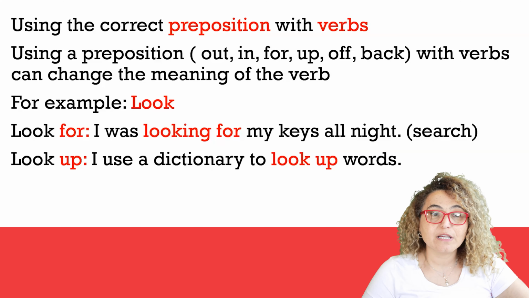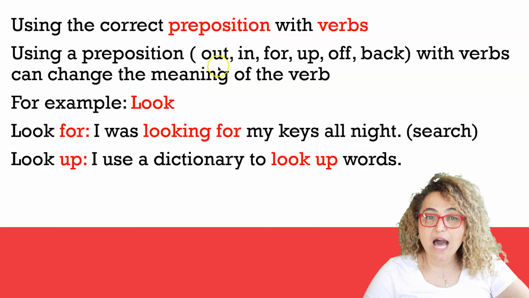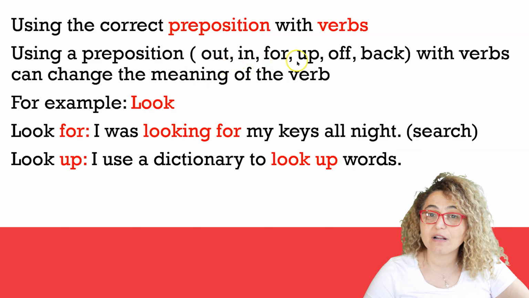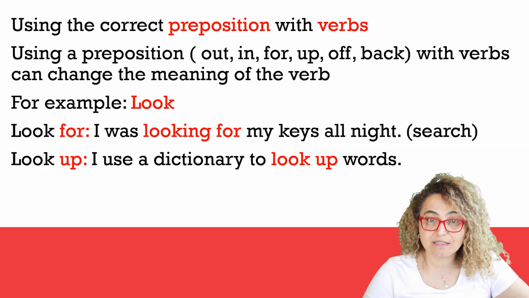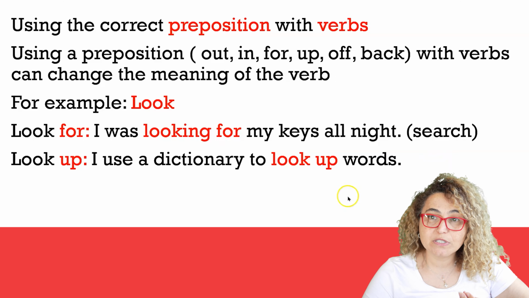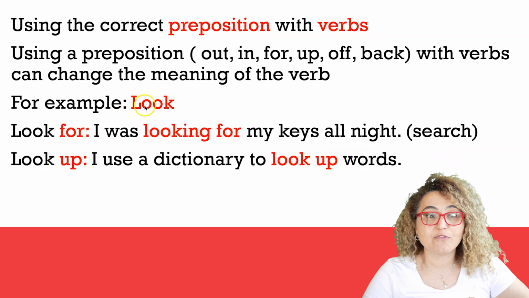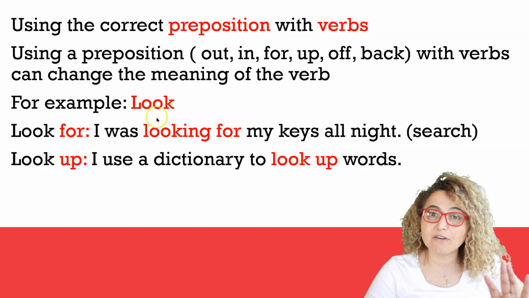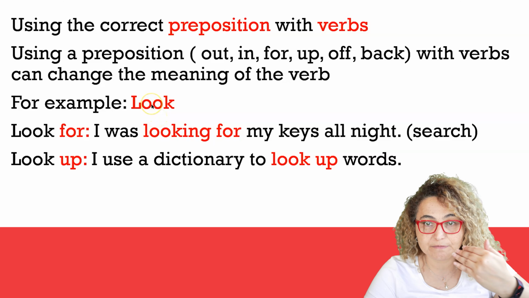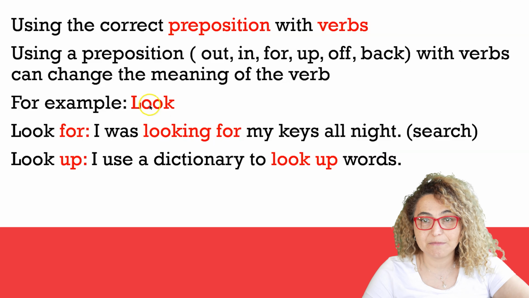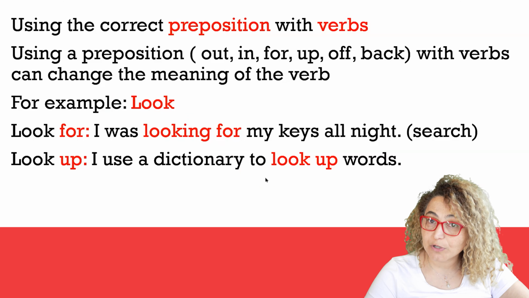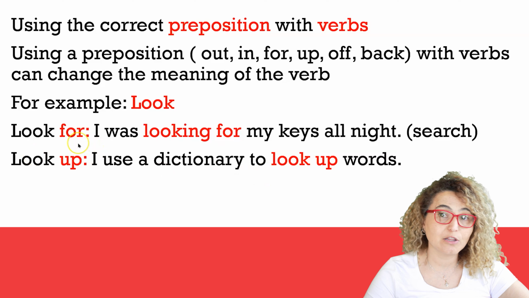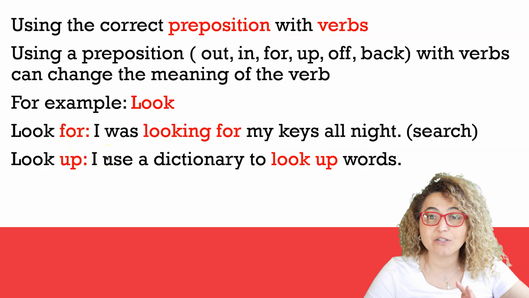So we're going to look at prepositions with verbs, using the correct ones. For example, out, in, for, up, off and back. We know these are prepositions in English, yes? But when we use them with verbs, they change the meaning of the verb. For example, we think of the verb look as in look. Okay, you're all looking at me now. But if I say look for, I add for with look, it changes the meaning of the verb.